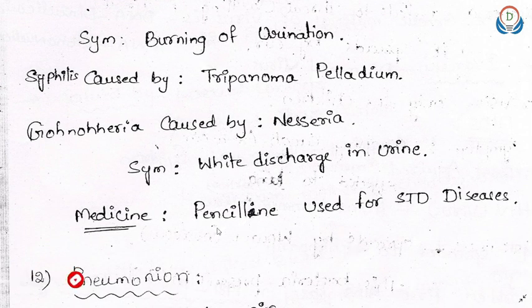Medicines. What are the medicines that can be used? Penicillin is used for STDs, sexually transmitted diseases. Penicillins are nothing but antibiotics we use for these sexually transmitted diseases.